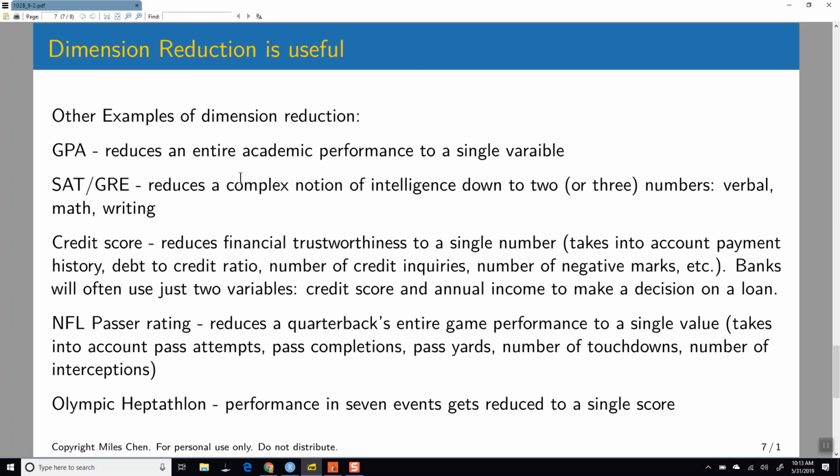SAT and GRE scores are trying to take this complex idea of intelligence, and there's no great way to measure intelligence. It reduces it down to 2 or 3 numbers, right? Your verbal score, your math score, and maybe a writing score. And I guess schools are supposed to decide whether you are intelligent enough for admission based on those 2 or 3 numbers. So we're taking a complex thing, probably with many facets and many dimensions, and we're reducing it down to 2 or 3 numbers.